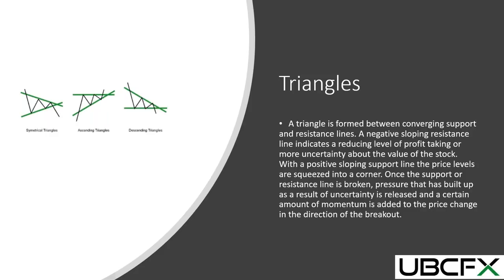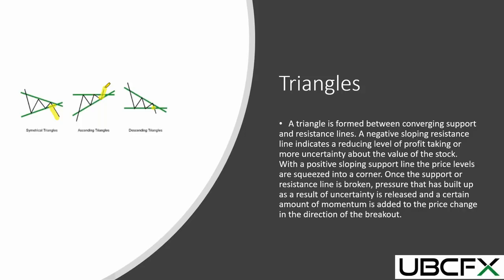With a positive sloping support line, the price line is squeezed into a corner. And this is what it is with triangles. Price is being squeezed into this corner or this apex. At some point, as the buyers and sellers get squeezed in there, they're going to break out. Now, it can break down or it can break up. When we get the breakout, we can then make some important decisions.